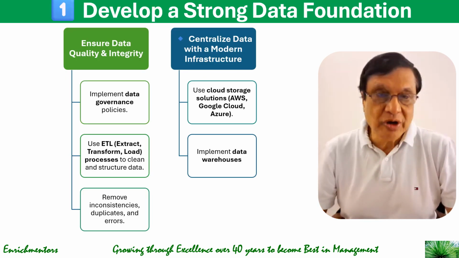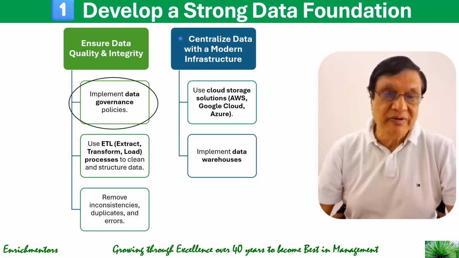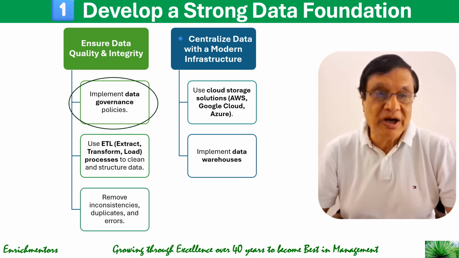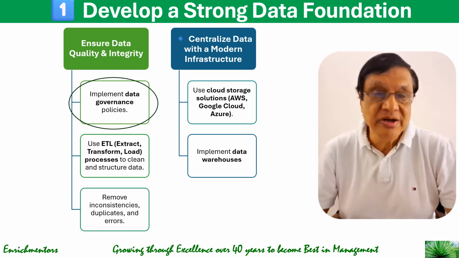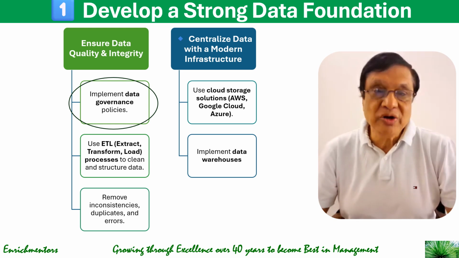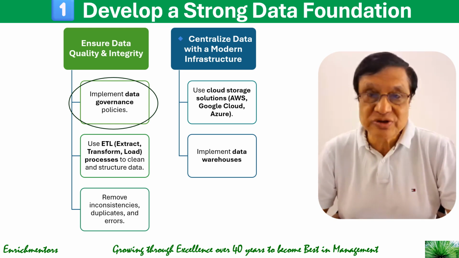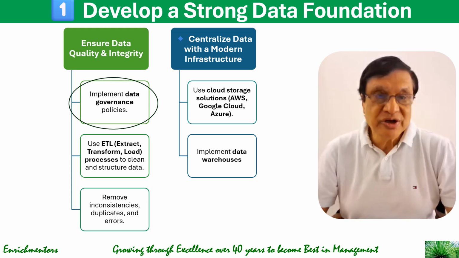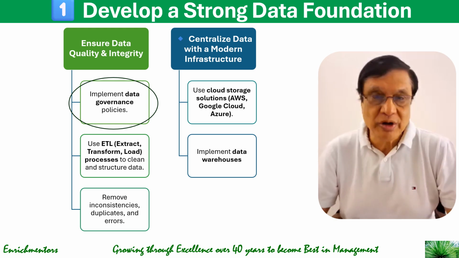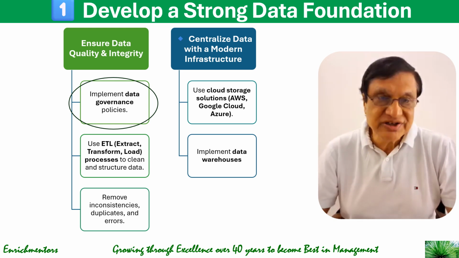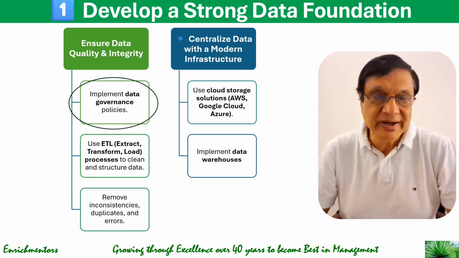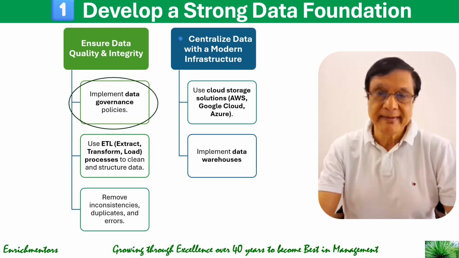Implementing data governance policy is a part of ensuring data quality and integrity, which is still a part of developing a strong data foundation. So, the first big thing that you need to do is to develop a strong data foundation, in which there are two things. One is ensuring data quality and integrity. Second is centralizing data with modern infrastructure. In the first section, we will talk about how to ensure data quality and integrity. And in the first lecture, we will look at how to implement data governance and policies.